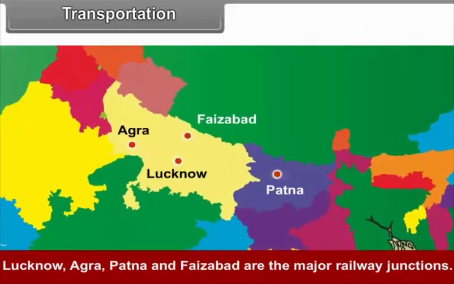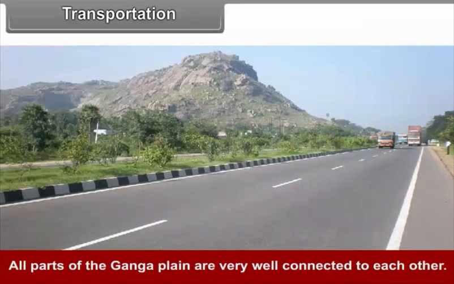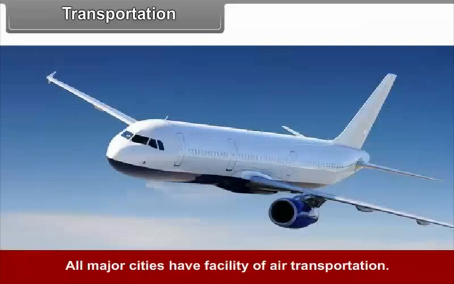Lucknow, Agra, Patna and Faizabad are the major railway junctions. Many highways and major roads pass through this region. All parts of Ganga plain are very well connected to each other. All major cities have facility of air transportation.